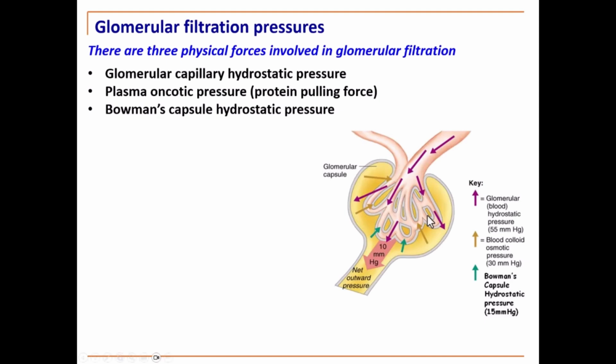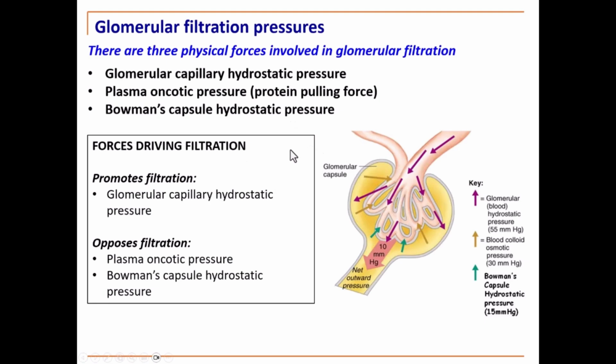The final one is your Bowman's capsule hydrostatic pressure. Remember, this is your Bowman's capsule and there's fluid in it. So the fluid in it is exerting pressure the other way, trying to force the fluid back into the capillaries. That is about 15 millimeters of mercury. So we've now got the three pressures. The one promoting filtration is the glomerular capillary hydrostatic pressure, trying to force the fluid through. Those that oppose are your oncotic pressure, so the amount of protein you've got, and the fluid that's already in the Bowman's capsule, your Bowman's capsule hydrostatic pressure.